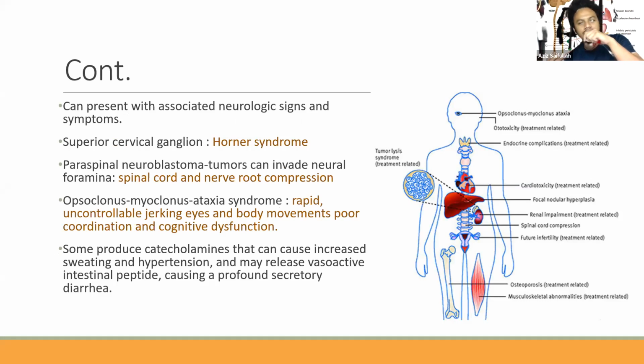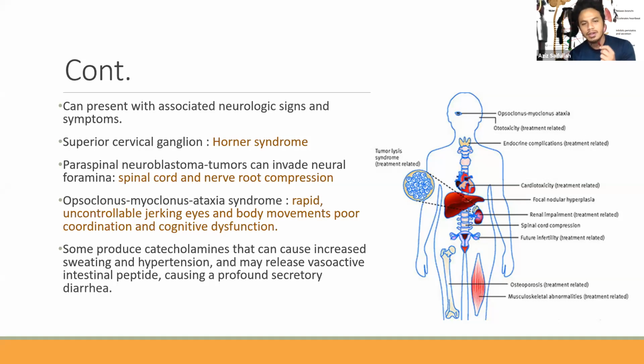All right, so it can also present with neurologic signs and symptoms. For example, if the tumor grows in the superior cervical ganglion, it will present with Horner syndrome, which is miosis, ptosis of the eyes, or anhidrosis. Paraspinal neuroblastoma tumors can invade the neural foramina in the brain, as you can see from the image. So it can present with rapid, uncontrollable jerking eyes and body movements, poor coordination and cognitive dysfunction.